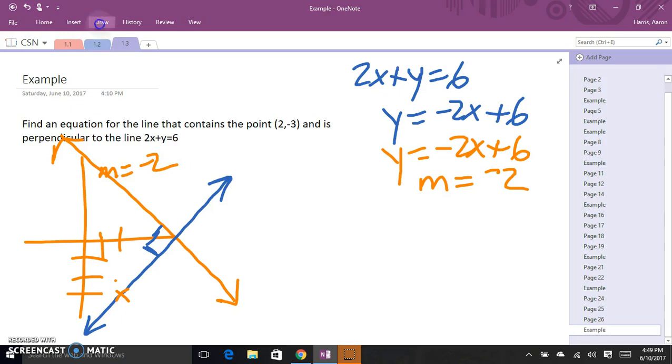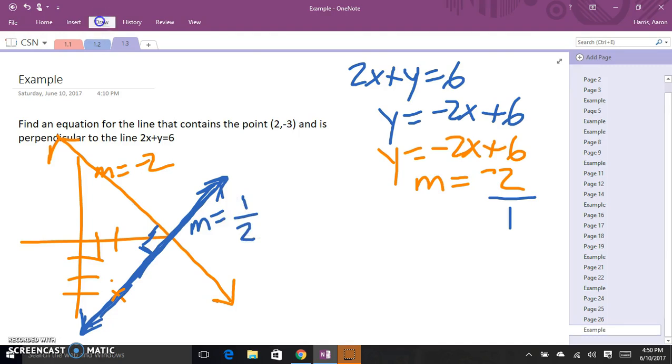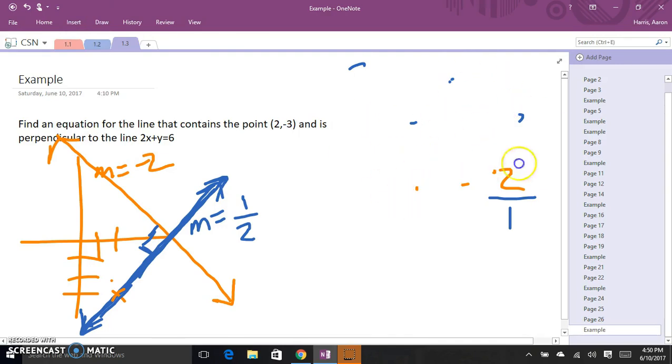Well, since this time they have to be perpendicular, they have to be opposite reciprocals. I'm trying to find the equation of this perpendicular line that goes through (2, -3). And I know that they're perpendicular, so I know that the slope would be the opposite reciprocal. So if you take the -2, which is -2 over 1, you flip it over and change its sign, that means the slope that I need is 1/2. So the slope that I need is 1/2. Let me erase all this. I have a little room here.